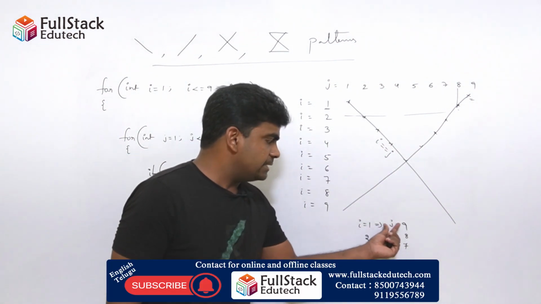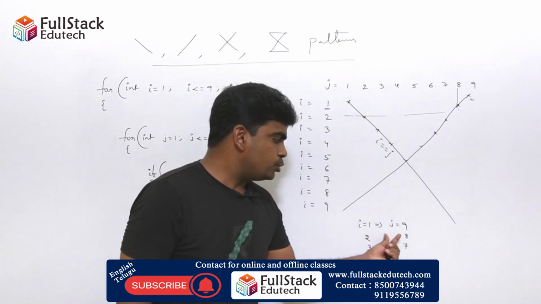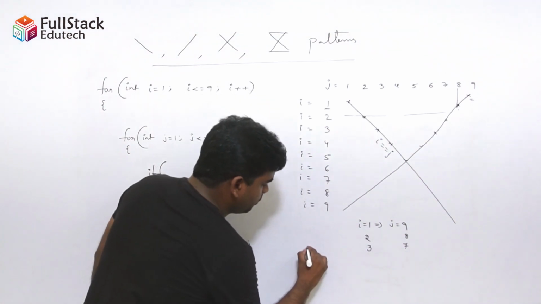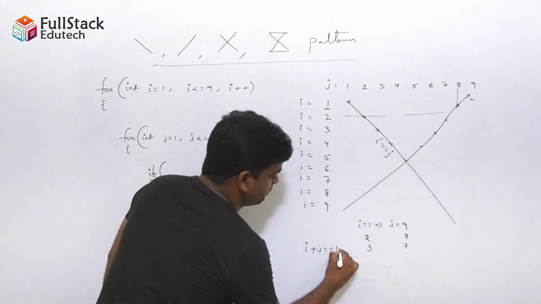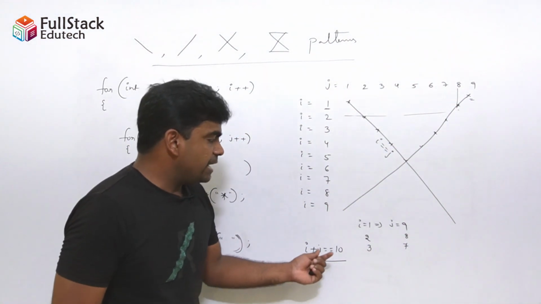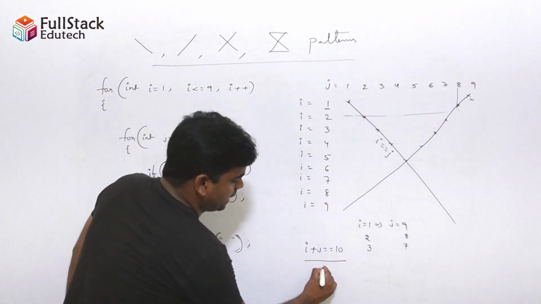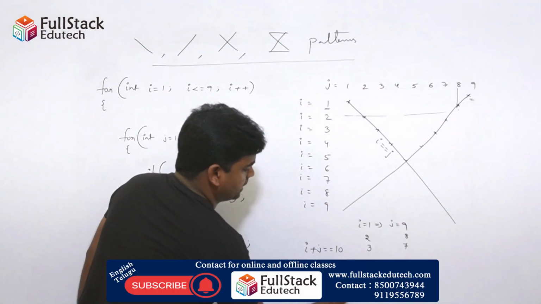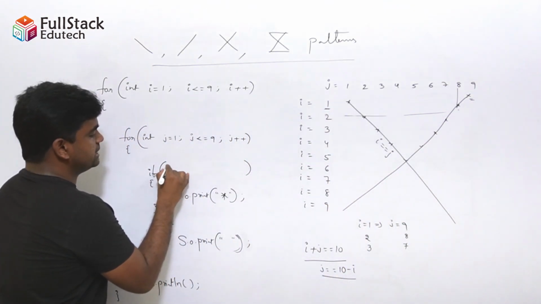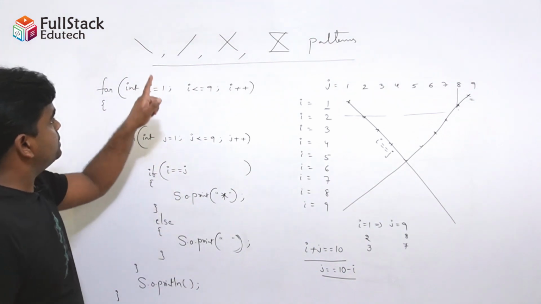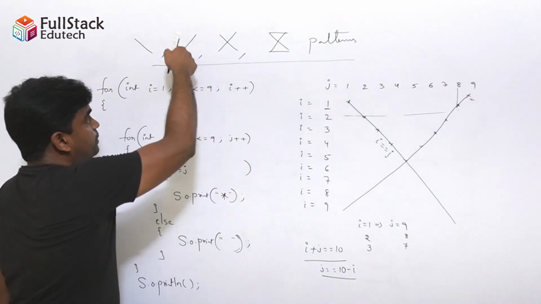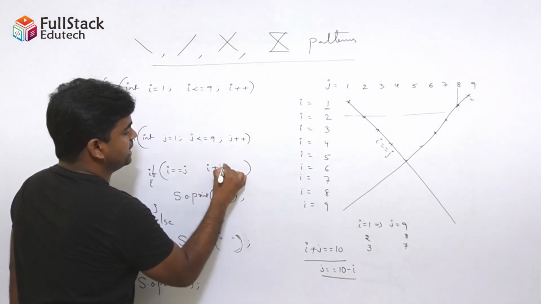Whenever you are adding i and j, 1 plus 9 is 10, 2 plus 8 is 10, 3 plus 7 is 10. Simply, when you add i and j, that value equals 10. i plus j equals 10. We are performing this, or simply you can write j equals 10 minus i. Any formula will work. If you want to display the first slash, we simply use i equals j. That is the first pattern. If you want to print only this slash, that is i plus j equals 10.